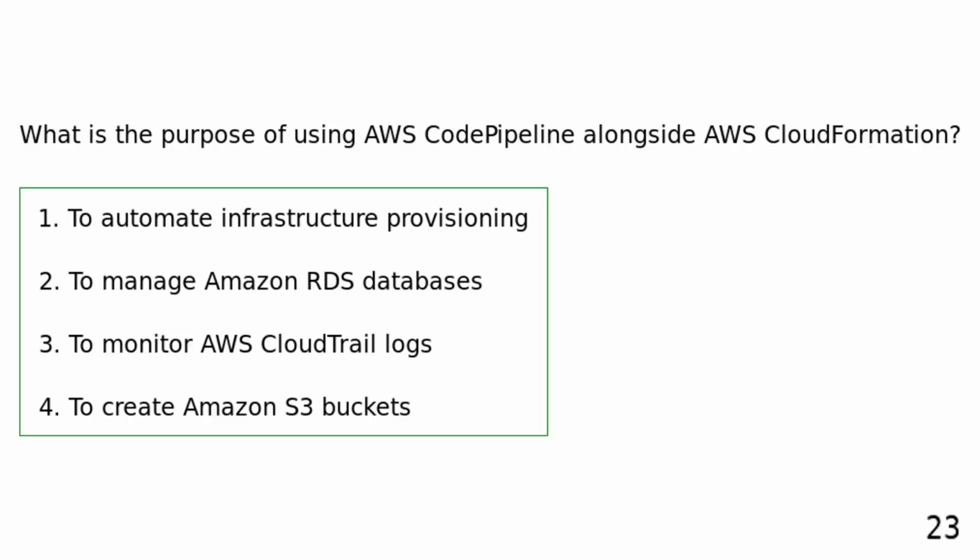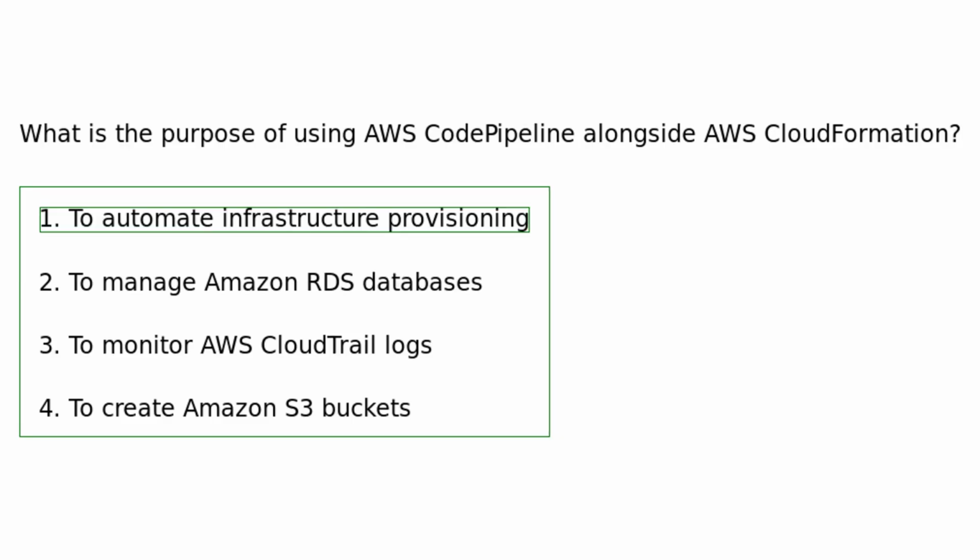What is the purpose of using AWS CodePipeline alongside AWS CloudFormation? To automate infrastructure provisioning. To manage Amazon RDS databases. To monitor AWS CloudTrail logs. To create Amazon S3 buckets. AWS CodePipeline integrates with AWS CloudFormation to automate the provisioning of AWS infrastructure resources defined in CloudFormation templates.